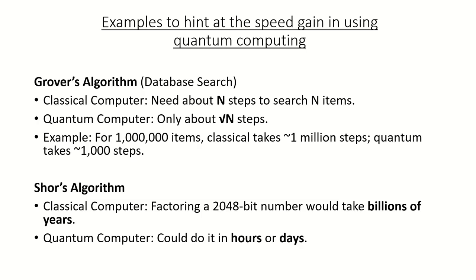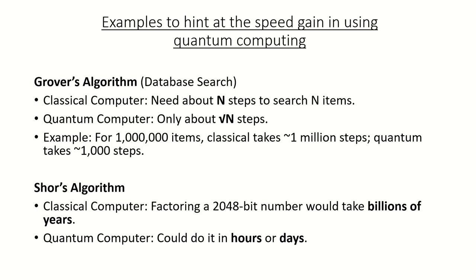Let us look at some examples to get an idea of the speed gain when we use quantum computing. First is Grover's algorithm, which is used in database search. Suppose we have a database consisting of n records, n items. If we want to perform a search, then using a classical computer we need about n steps to search n items.